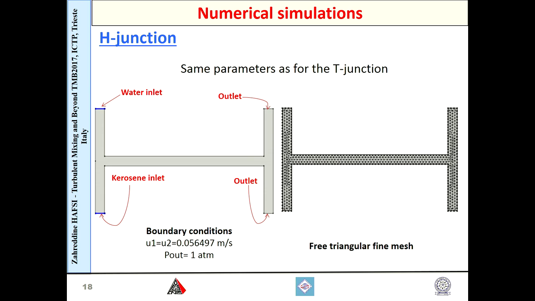We did the T junction model just to compare with Cherlo's work, and we will try to see what can happen in an H junction. Actually, we are assuming an H junction. Here are almost the same parameters as the T junction, just we have two outlets. We are injecting water from the top here and from the bottom, and we have two outlets. That means the flow has the possibility to go here and there. The same velocity here, free triangular fine mesh.